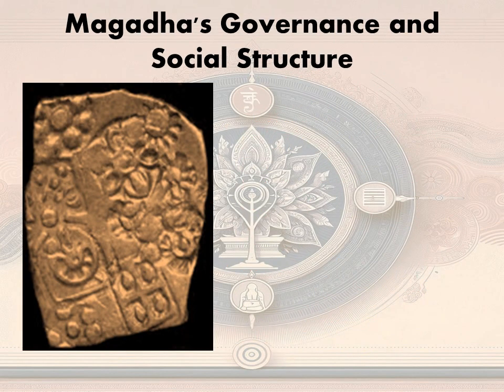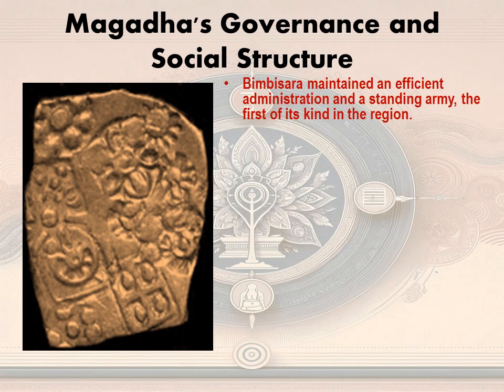Magadha's governance and social structure. Now, how was the governance of Magadha and how was the social structure in those times? Bimbisara maintained an efficient administration and a standing army, the first of its kind in the region. This standing army maintained by Bimbisara was the first time any standing army was maintained by any ruler in the Indian subcontinent. Therefore, we come to know about his military efficiency and his efficiency in proper governance of the state.